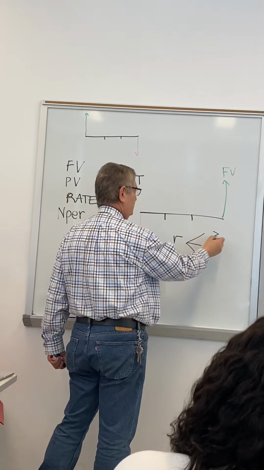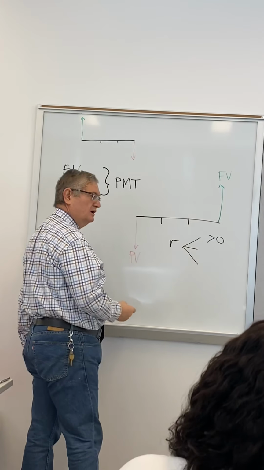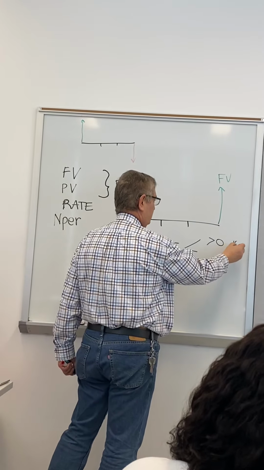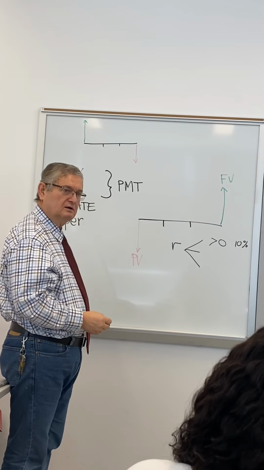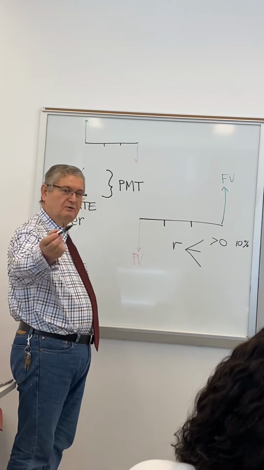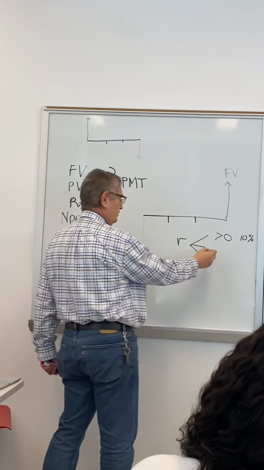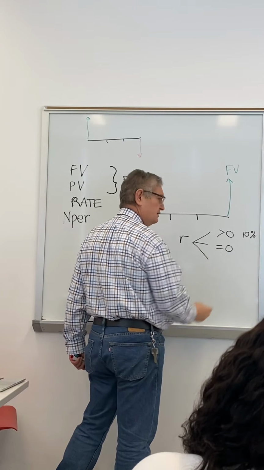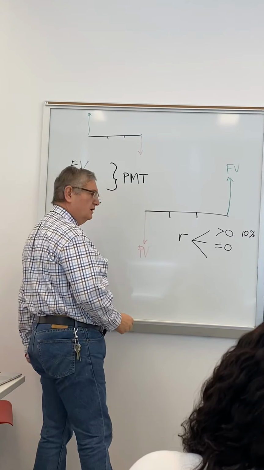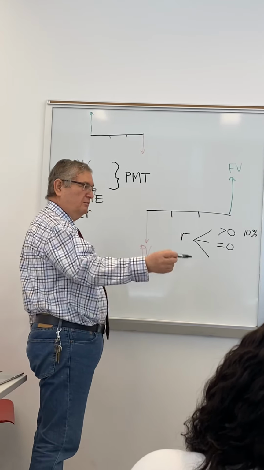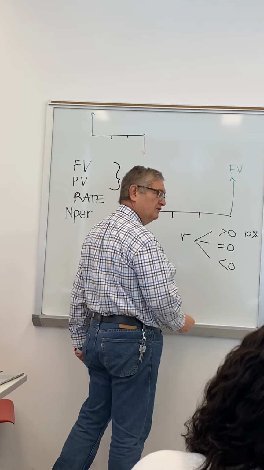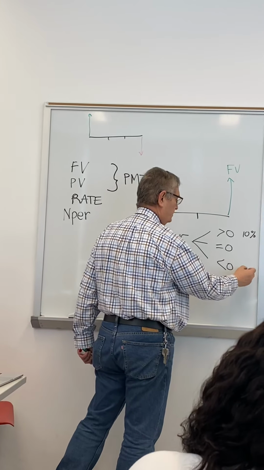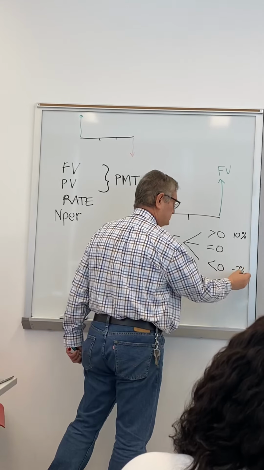The rate of return can be positive. I deal with Jaylin, the rate of return is 10%. With Nadia, she gives you back 100, the rate of return is 0. And I deal with Ebony, the rate of return is negative. The rate of return is minus 2%.